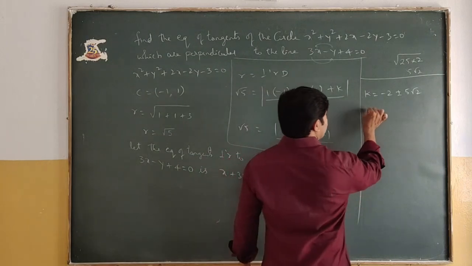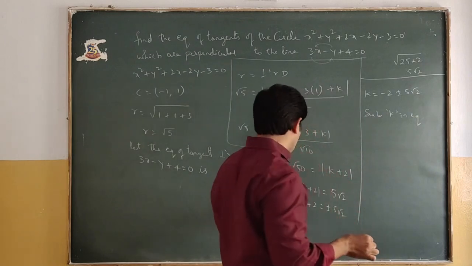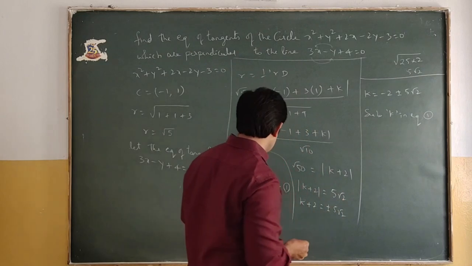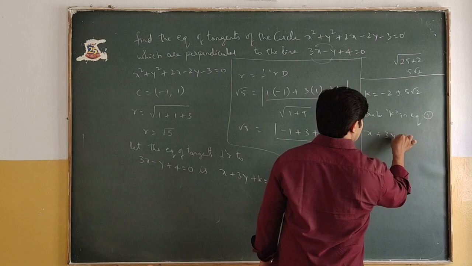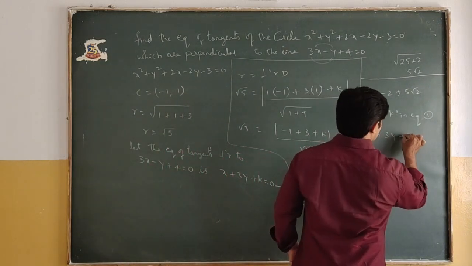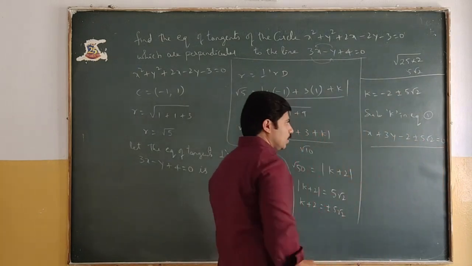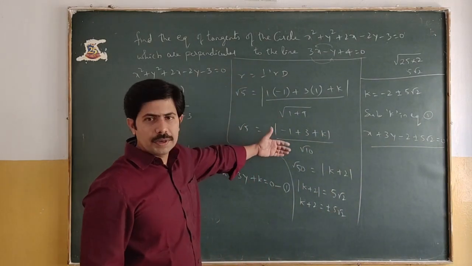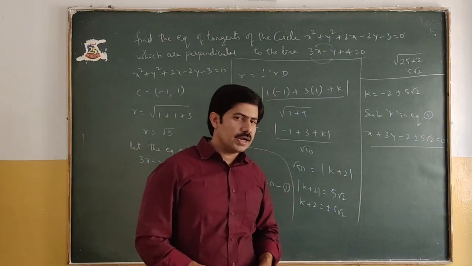Now what we do? We will substitute K value in equation 1. Then we get the tangent. So what is equation 1? X plus 3y plus k. So x plus 3y plus, what is k value? K value is minus 2 plus or minus 5 root 2 is equal to 0. This is the required equation of tangent. So this problem is completed. So please practice these problems. These are very, very important problems. And next class we will continue.